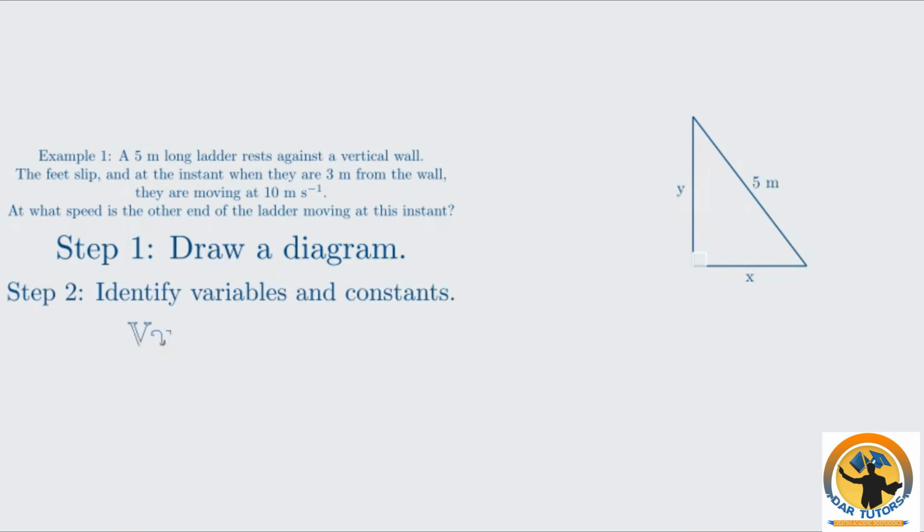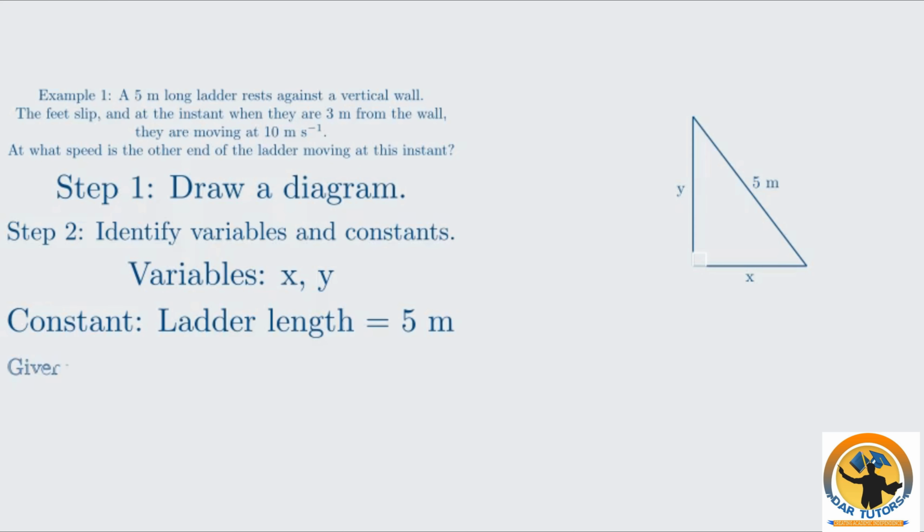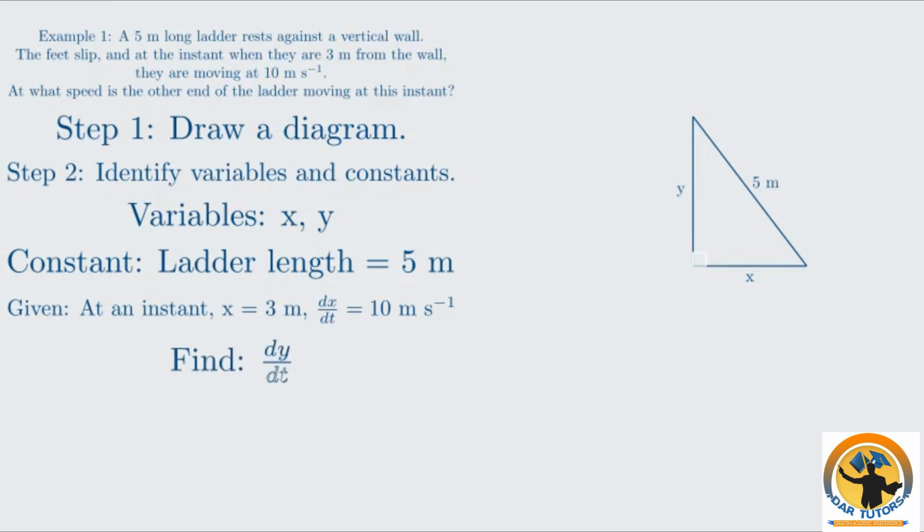Step 2. Identify variables and constants. The variables are x and y, as they change over time. The constant is the ladder's length, 5 meters. We are given that at a specific instant, x equals 3 meters, and the rate of change of x, dx/dt, is 10 meters per second. We are asked to find the rate of change of y, dy/dt, at this same instant.